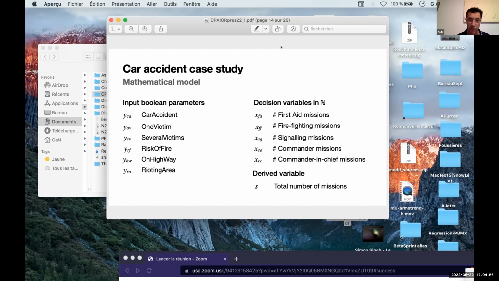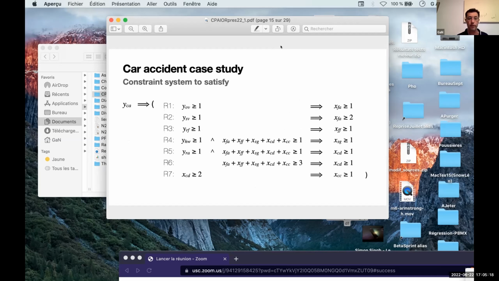So we've got on one side input parameters, and on the other side pure decision variables. I will use y's for Boolean parameters and x's for decision variables. And we use the total number of missions as a derived variable for expressing our problem. So if I want to translate the rule system into constraints, this is how it looks. I've got conditions, Boolean conditions. If I want to use inequalities, it amounts to stating that the Boolean is greater than or equal to 1.